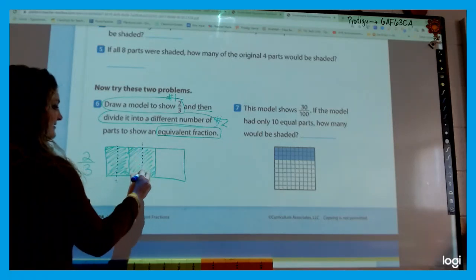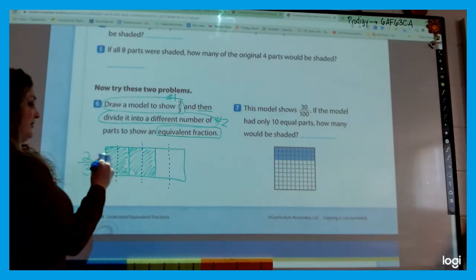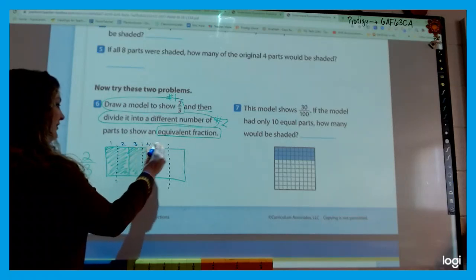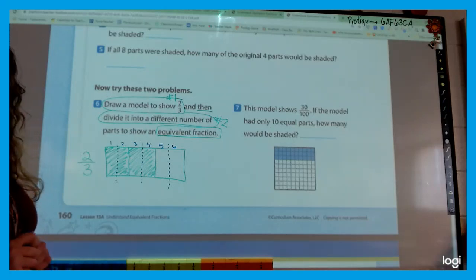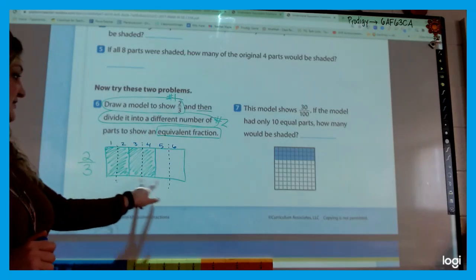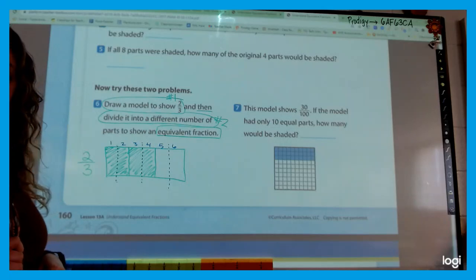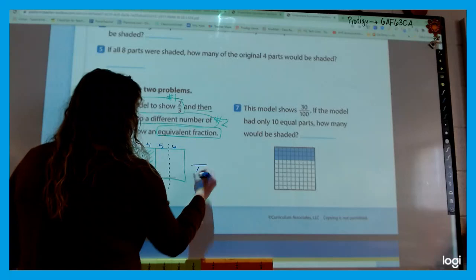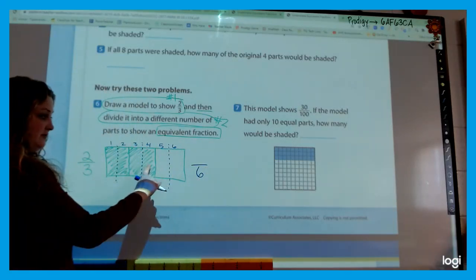Okay, let's try this. What if I drew lines like this to split up my shape into not 3 spaces, but now I have 1, 2, 3, 4, 5, 6. All right, you see what I did there? All I did was split each of my third sections in half. So now how many sections of my shape do I have? How many equal pieces? Now I have 6, right? Remember, the denominator just tells how many equal pieces. So I can count 1, 2, 3, 4, 5, 6.